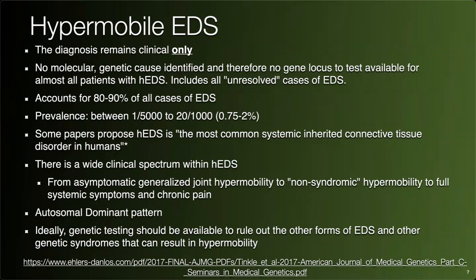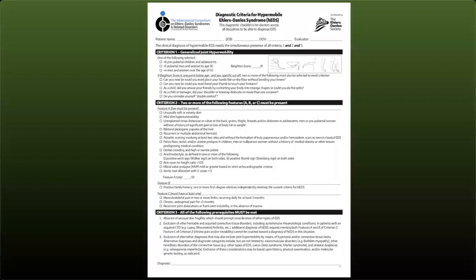In a perfect world, genetic testing should be available to rule out other forms of Ehlers-Danlos and other genetic syndromes that can cause it, but it is becoming very evidence-based that if there's absolutely no reason or no concerns, or I guess you could call them red flags, it is quite safe to not do any genetic testing. But I have quite a long checklist of things people have to say no to before we say that that's safe. So this is the 2017 criteria, and we'll go through that a bit more.